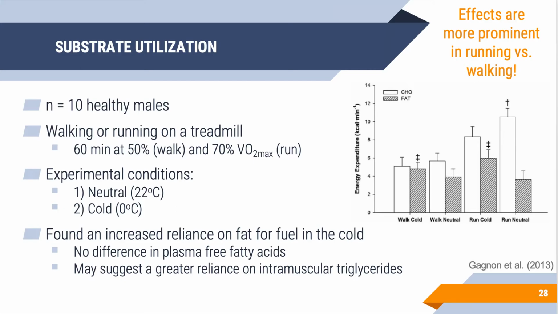Interestingly, there was no difference in plasma free fatty acids, suggesting, although they didn't measure it, a greater reliance on intramuscular triglycerides during cold exposure. So what we're looking at on this figure here is the gray bars specifically. So we can see that walking in the cold compared to the neutral, we have an increased reliance on fat, or running in the cold versus the neutral, we have an increased reliance on fat. So those gray bars are higher in the cold environments for walking and running specifically.